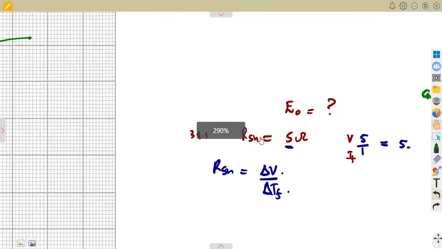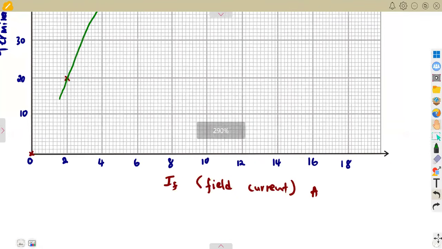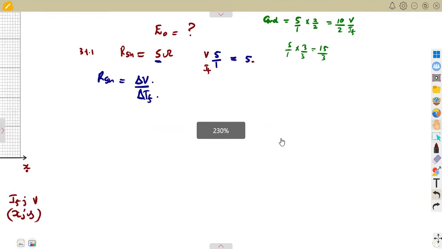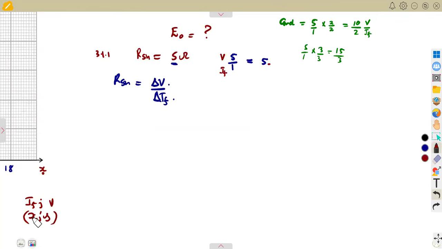Remember the points. If this was X and this was Y, you have a point XY like this. But this time X represents the field current, and Y represents the voltage. So if I understand this, the field current is X, it means this field current here is 2, the voltage is 10. It's a point. I can mark this point.